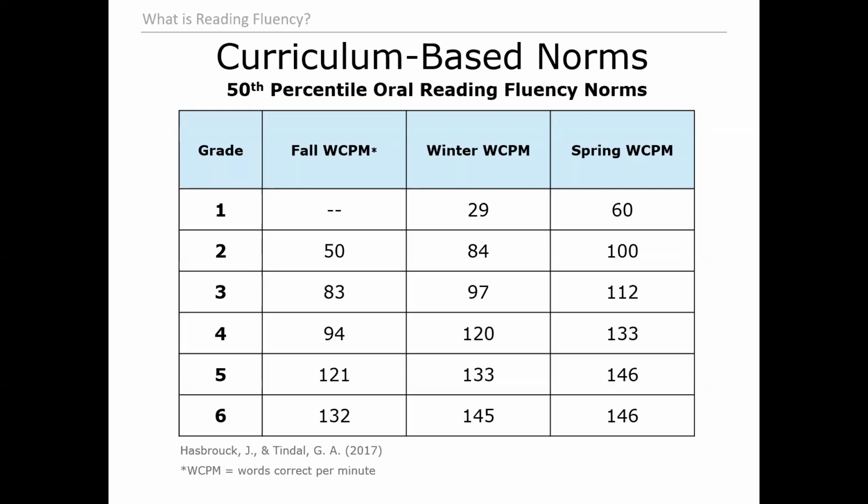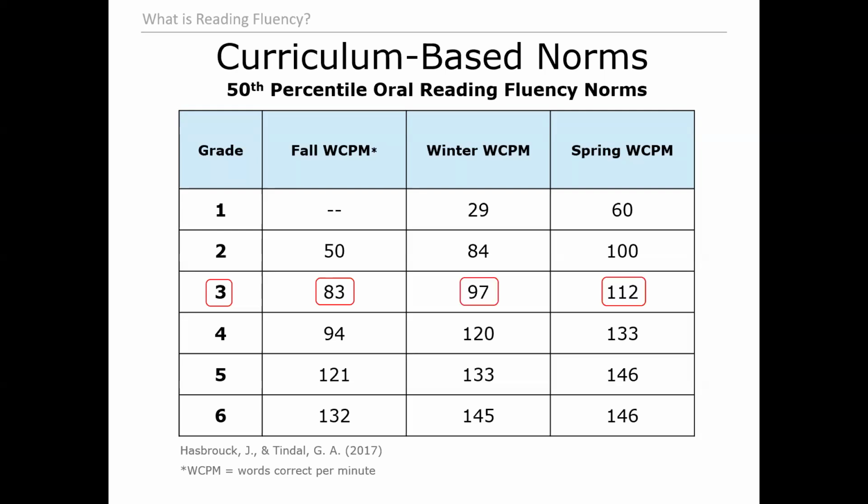Previous data indicates that the words correct per minute at the 50th percentile for 6th grade and above is about the same. So you can use those 6th grade norms for older students as well. And when you look at this table, let's remember that it's the trends that are important, not the individual numbers. Let's take a look at 3rd graders in the fall who are at the 50th percentile. They're going to read around 83 words correct per minute.